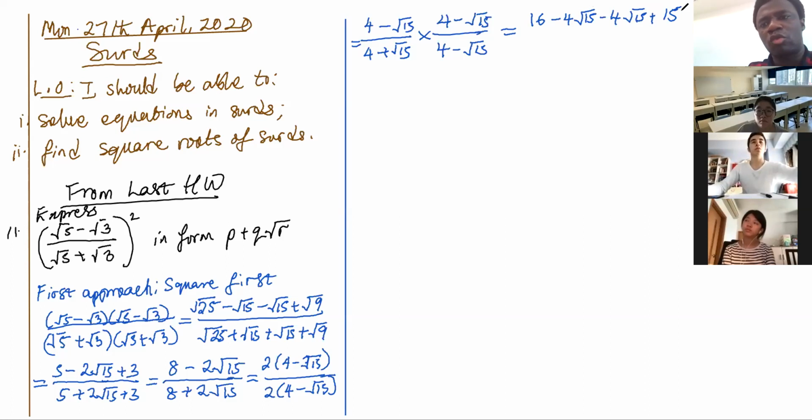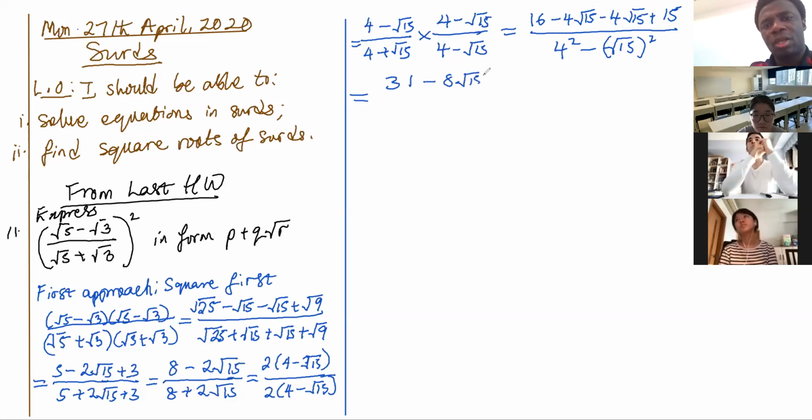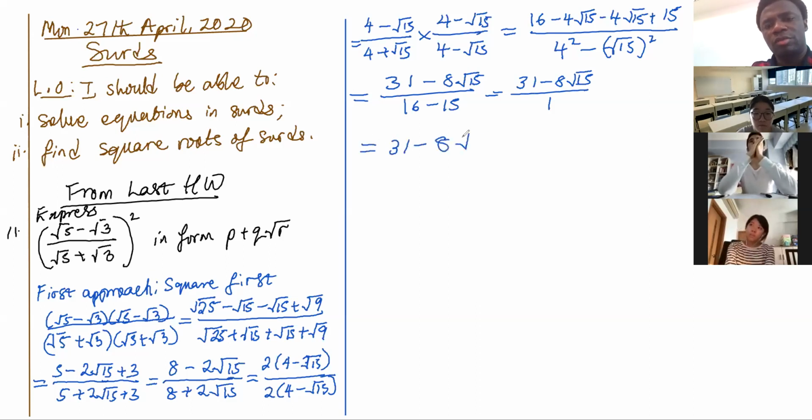We don't have to write root 225, because the last property of surds we wrote is that root a times root a is just a. And this will just be a difference of 2 squares: 4 squared minus root 15 squared. So that gives us 31 minus 8 root 15 divided by 16 minus 15, which is equal to 1. 31 minus 8 root 15 divided by 1. And finally, 31 minus 8 root 15.